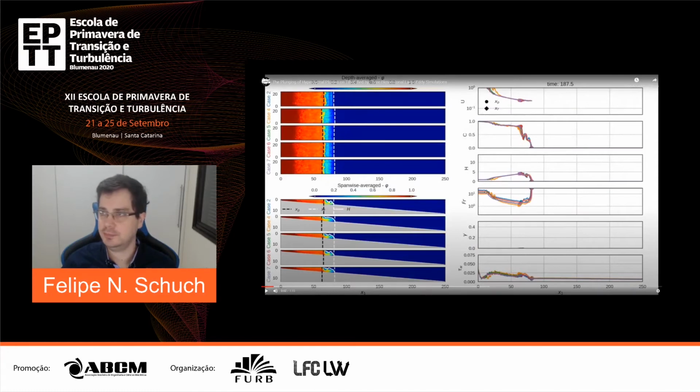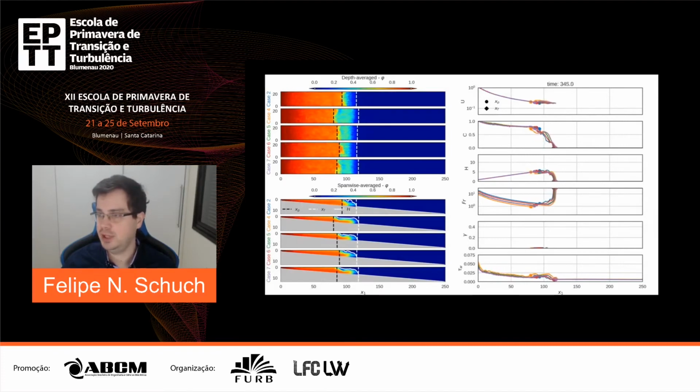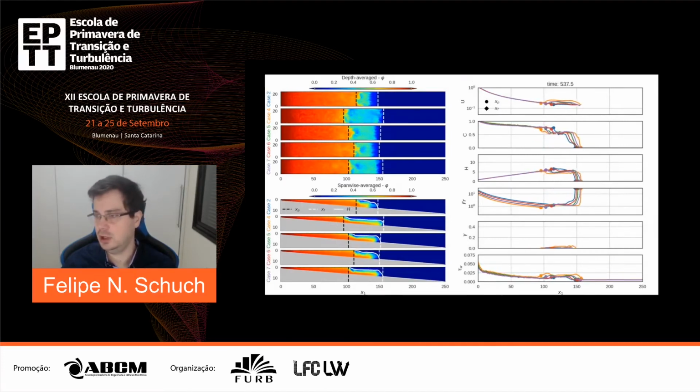Here at the top left corner we have the depth average concentration. At the bottom left corner, the span-wise average concentration. And here the flow quantities: depth average velocity, concentration, underflow depth, the sediment Froude number, mixing coefficient, and bed shear velocity. Note that the dotted black line represents the plunge zone, while the white line represents the front position. So if I play it, we see the evolution for all cases.